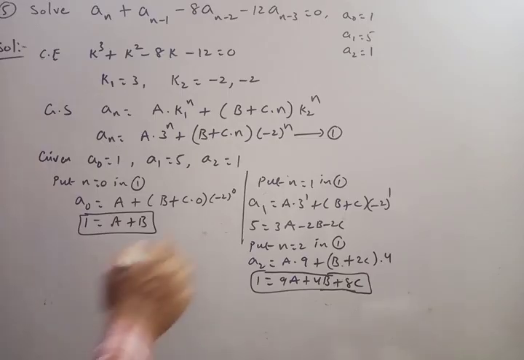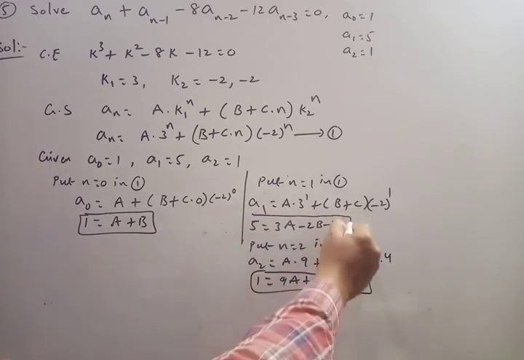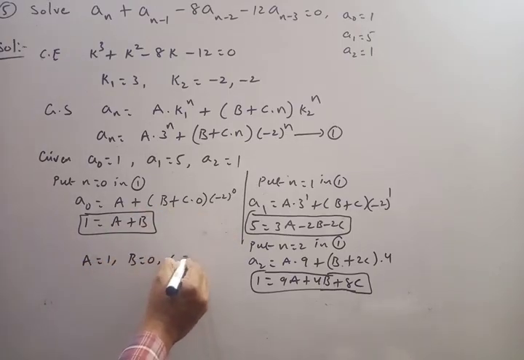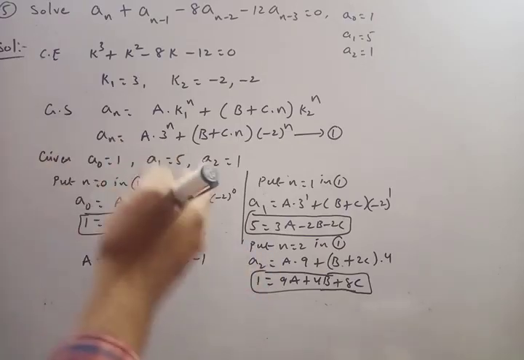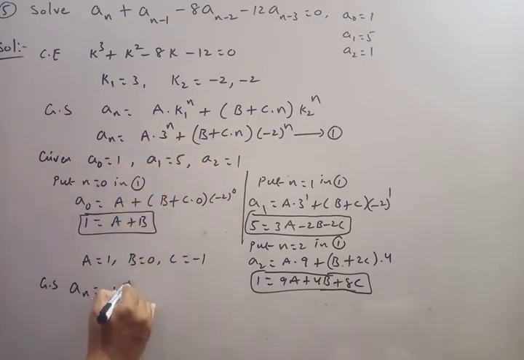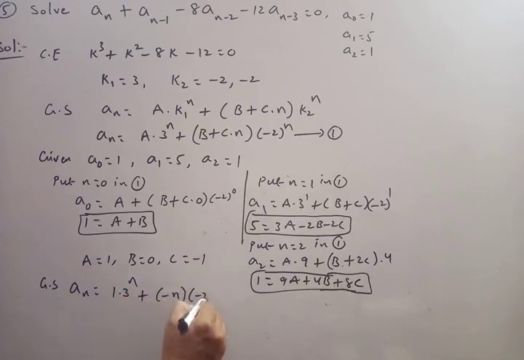Sorry. So now you have to solve this equation and the other two equations using the calculator. Understand? If you solve these three equations using the calculator, what values am I getting? Let me calculate. Okay, using the calculator, I got a is equal to 1, b is equal to 0, c is equal to minus 1. Now substitute in the general solution. Therefore the general solution an is equal to 1 into 3 power n, b is 0, c is minus 1, minus n into minus 2 power n.